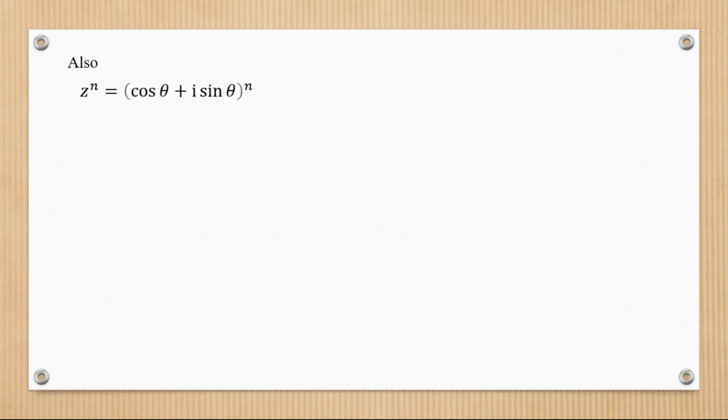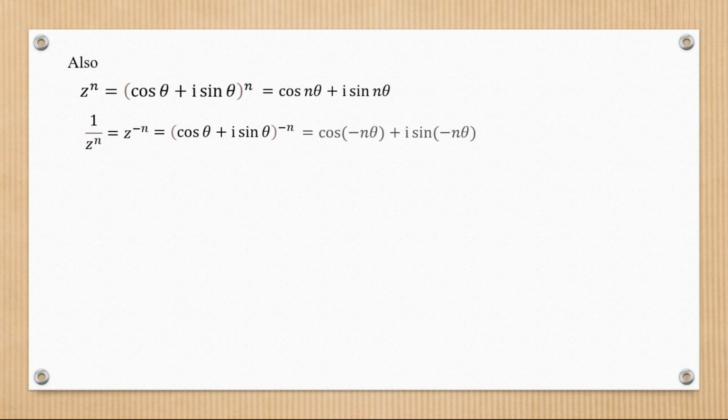Also, if we have z power n, we know that it can be expressed this way. We know this from De Moivre's theorem. So now we can bring the n inside, and we are left with that. So it also means 1 over z power n is equal to z power negative n. Of course, that becomes true. That means it is going to be equal to cos theta plus i sine theta, power negative n. Now if we bring the n inside, that's what it becomes, and then we are left with that.